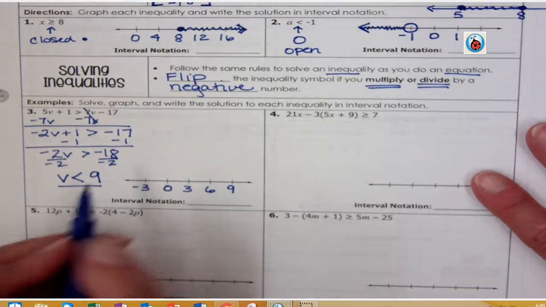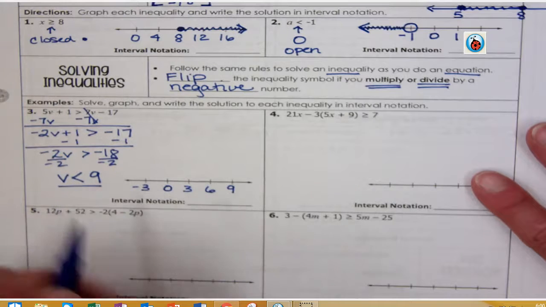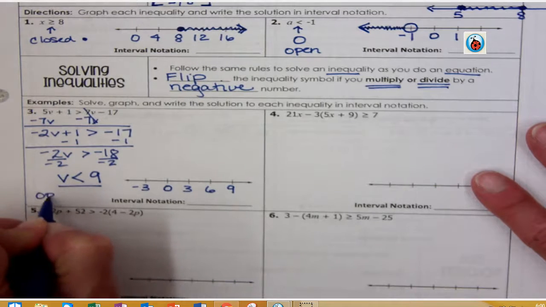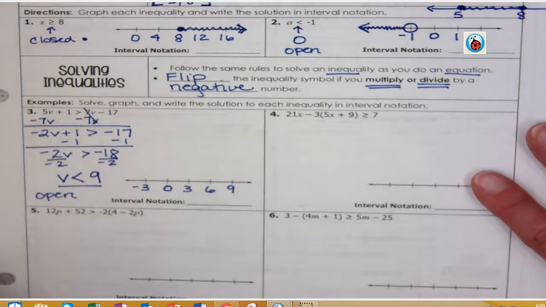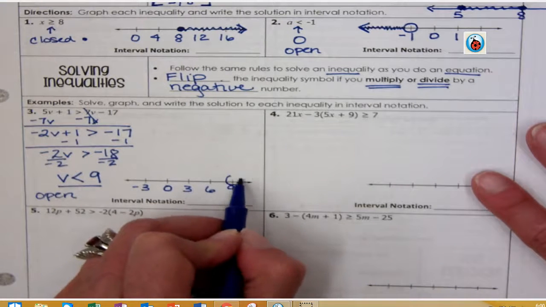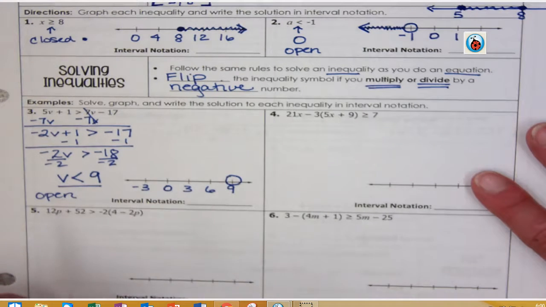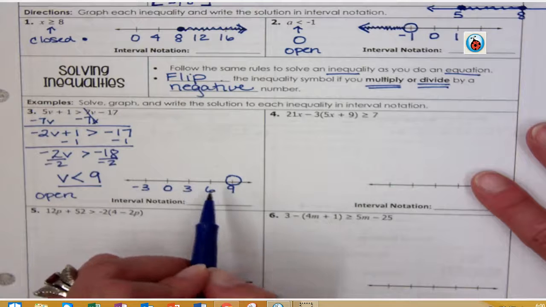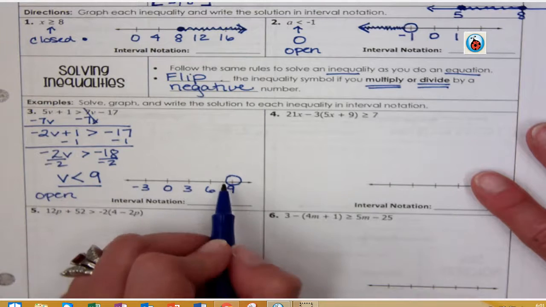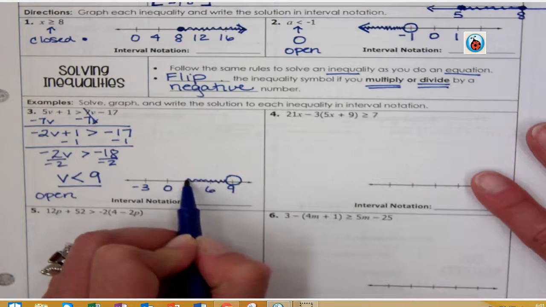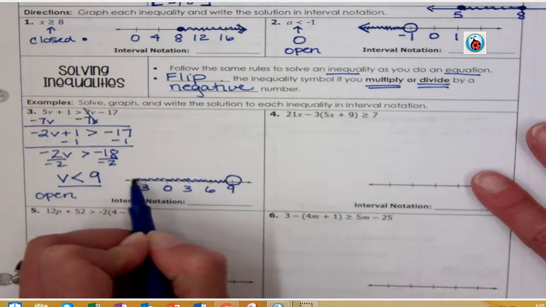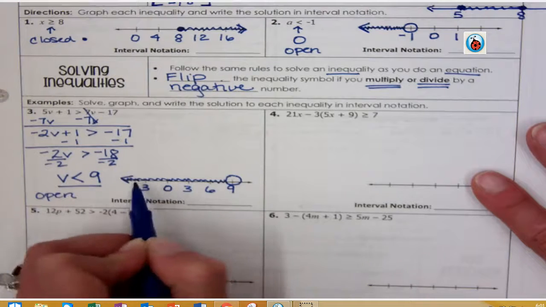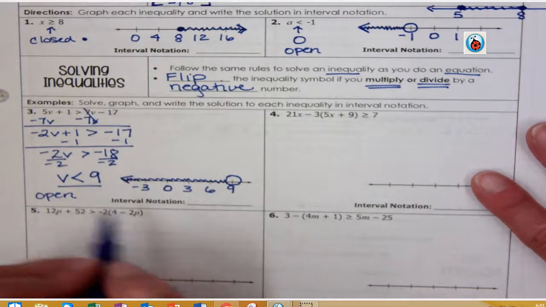My interval notation, I'm going to graph it. V is less than, so it's going to be an open dot at 9, because 9 will not satisfy that. And then I'm going to shade all of the numbers that are less than 9, and so that's going to be shaded all of here. All of these numbers are less than 9.